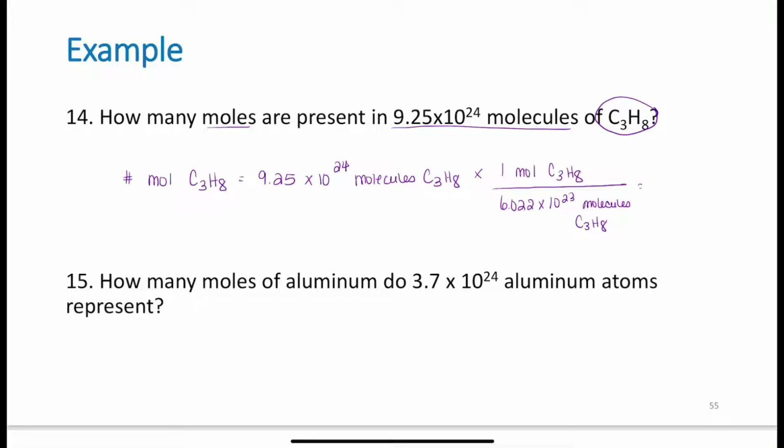When I do the calculation in my calculator, I'm going to put 9.25 times 10 to the 24th, divide that by 6.022 times 10 to the 23rd. Make sure when you're doing this times 10 to the 24th, 23rd, etc., you're using the button that looks like this on your calculator. That will get you to the right answer. This gives me 15.4 moles of C3H8.